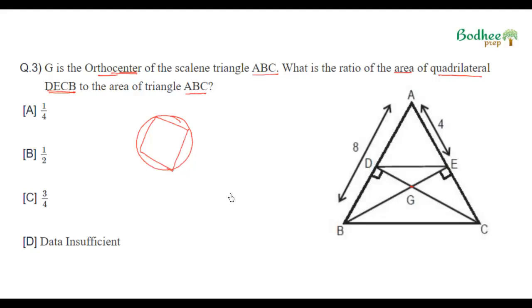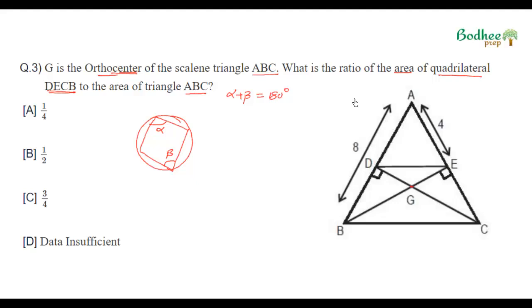There are certain properties of a cyclic quadrilateral. What are the properties? In a cyclic quadrilateral, if we add the opposite angles, suppose this is alpha and this is beta, then the sum of the opposite angles is always equal to 180 degrees. This is the property. I'm not going into the derivation, but this is the basic property of a cyclic quadrilateral.